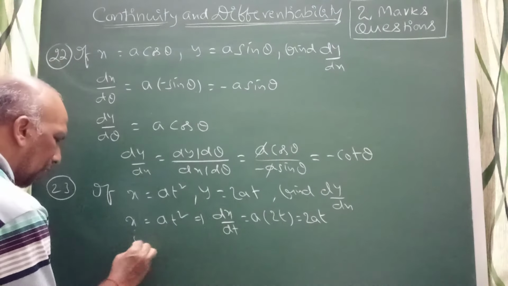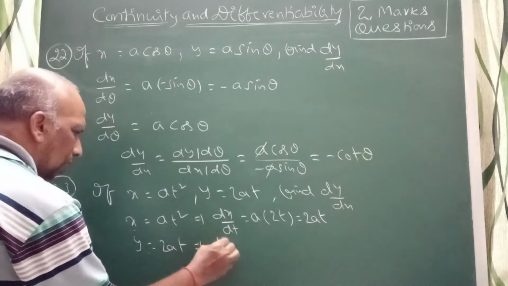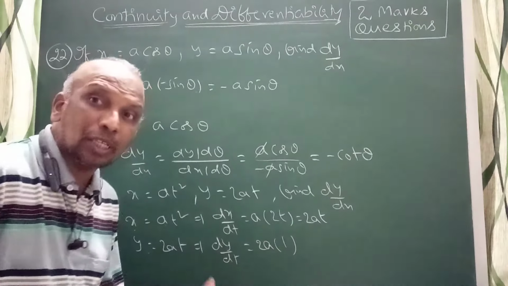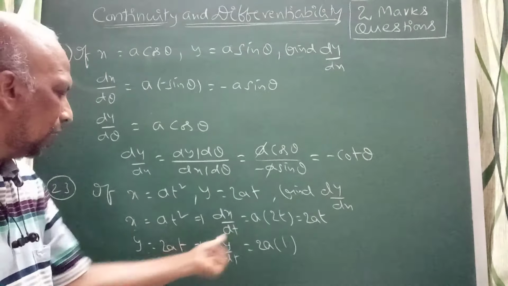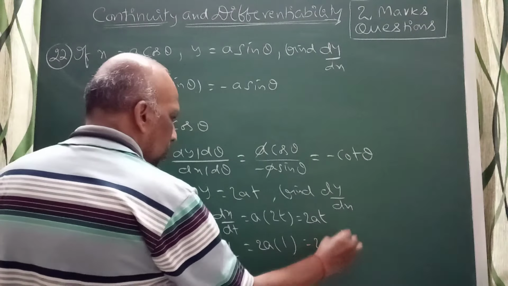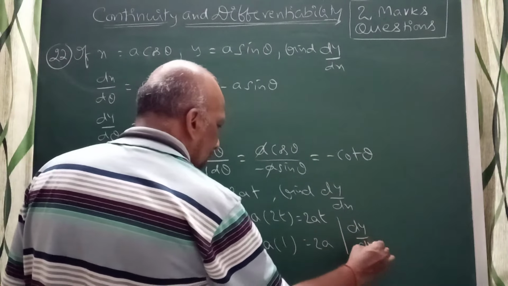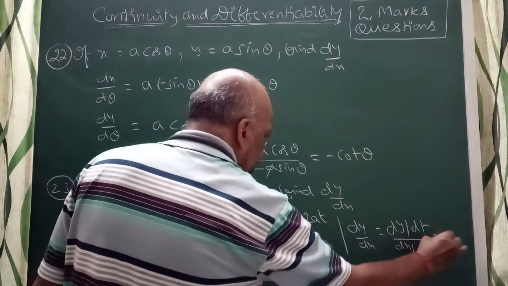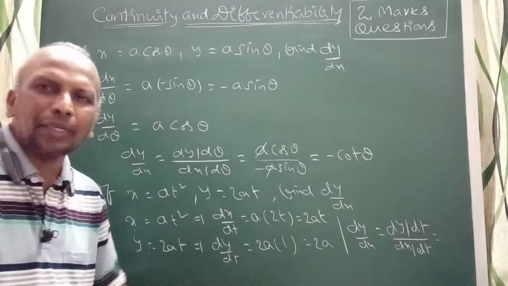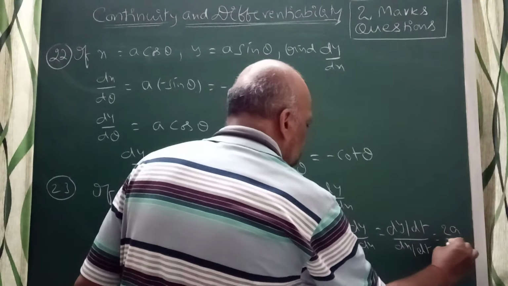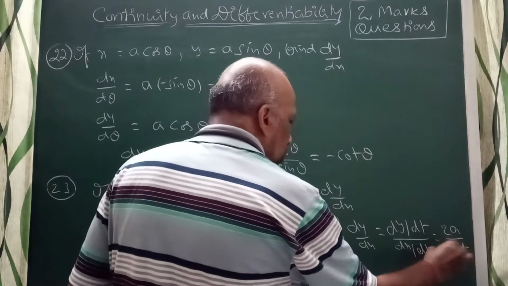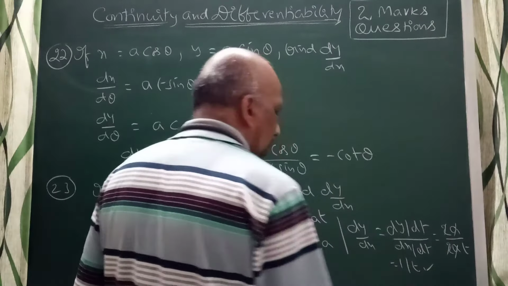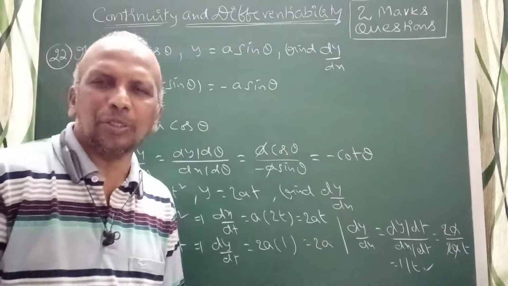Now, y is equal to 2at. Then dy by dt, 2a, derivative of t is 1. I am doing with respect to t. 2a into 1, 2a. Right. We want dy by dx. So dy by dt by dx by dt. So dy by dt is 2a, right? 2a by 2at. So 2 gets cancelled, a cancelled, answer is 1 by t. Correct, you will get 1 by t. 1 by t is the required answer.